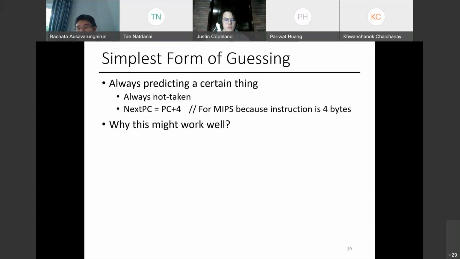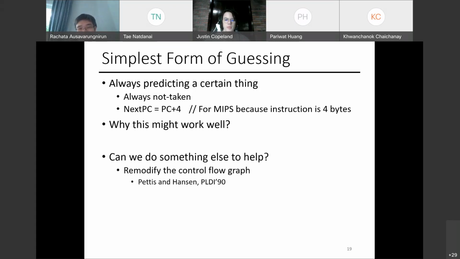You're doing better than random, right? If it's a random guess, probability tells you you're going to land around 50%. If you pick one thing always, you're going to get maybe 70%, 75%. Can we use something else? There was a paper that said, hey, the idea is, for example, put the loop body at PC plus 4, so that if you always guess PC plus 4, it's going to be the loop body. So that's going to improve the accuracy, right?